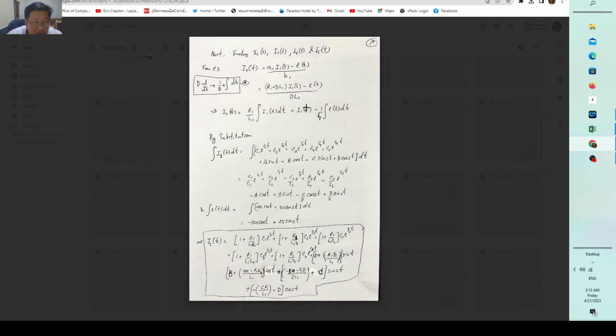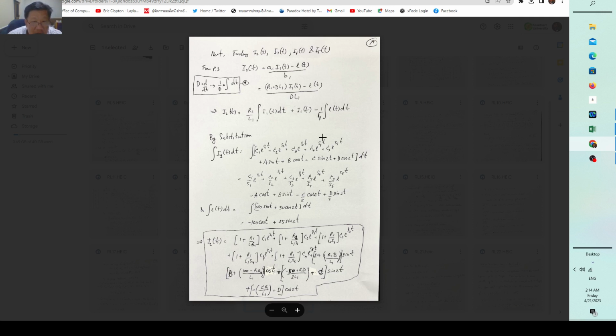The first term you have I1, which is a here. I1 themselves, you have a. And the integration here, you have the sine t, you have b, right? Multiplied by b. But this b, you need to multiply by r1 divided by l1. b r1. This is a sine.